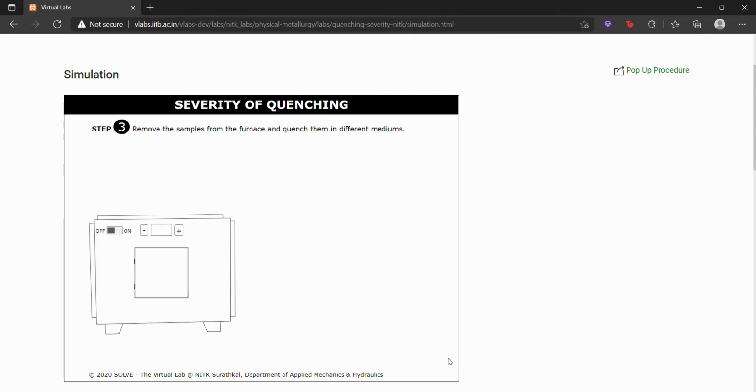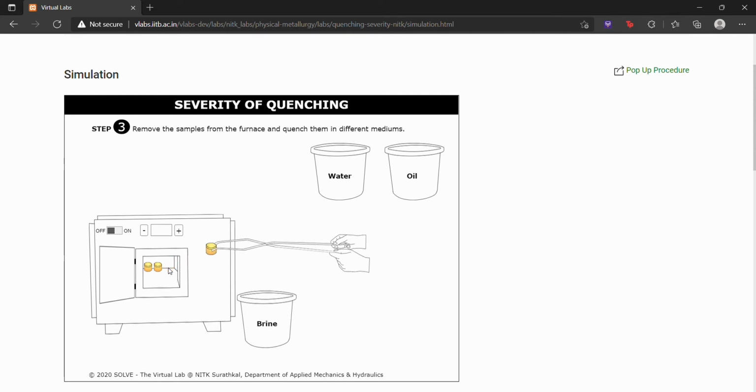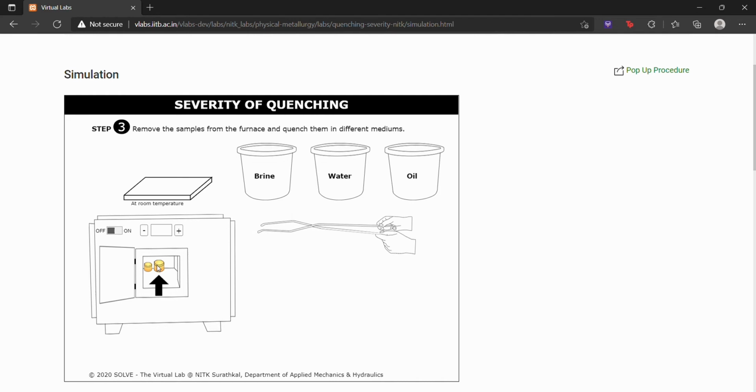Step 3 is to remove the samples from the furnace and quench them in different mediums. So first of all, we put them in oil. After that, we put one of the samples in water. And then brine. And we put one of the samples at room temperature, and the last sample we cool in the furnace until it is 400 degrees Celsius.